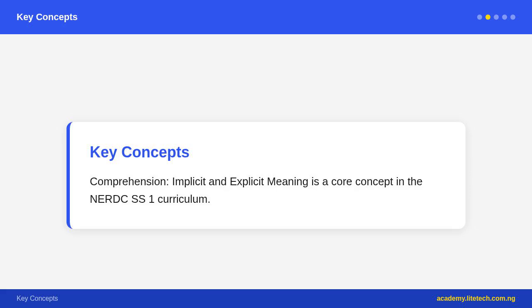Example: the principal's remarks were quite candid, leaving no room for misinterpretation. Candid in this context means honest, frank, direct. The context shows the opposite of ambiguity: no room for misinterpretation.